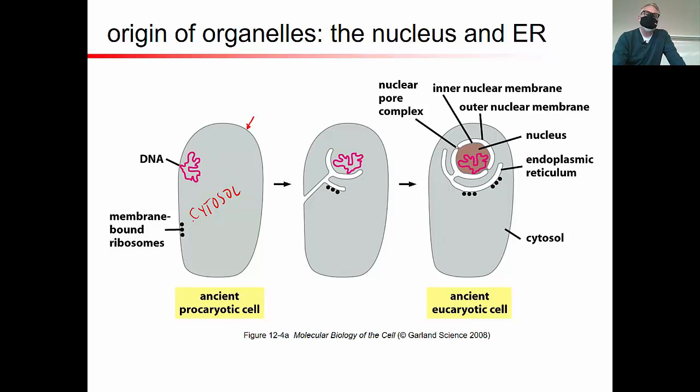And within there, we have the DNA. We have some membrane-bound ribosomes. We'll see the importance of this in Friday's lecture, but the DNA is often loosely associated with the plasma membrane. It's thought that the way the nucleus evolved was via an invagination of that membrane.